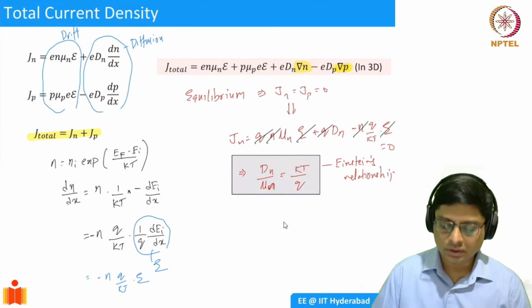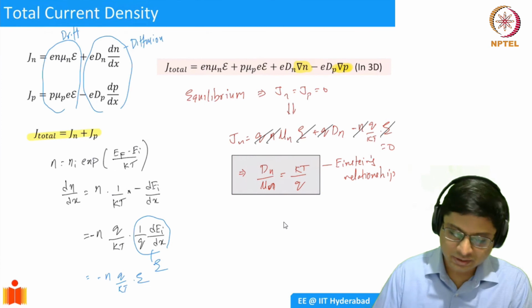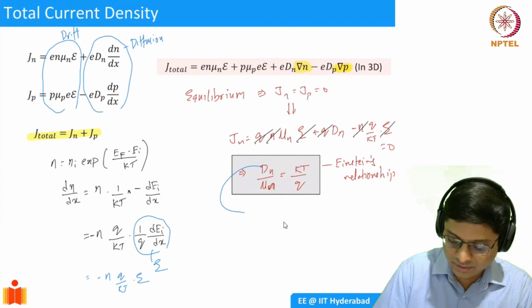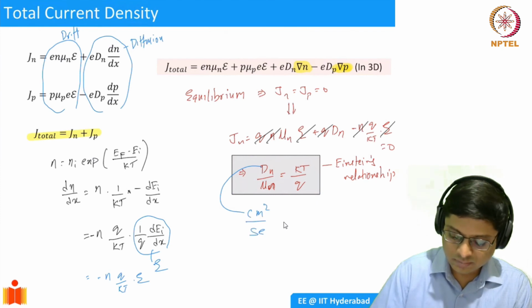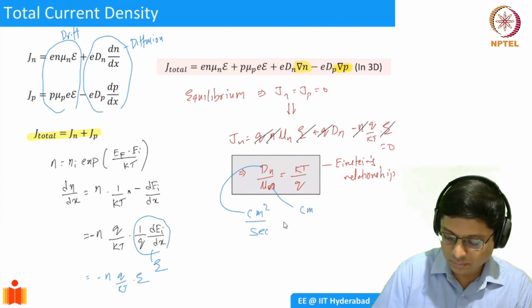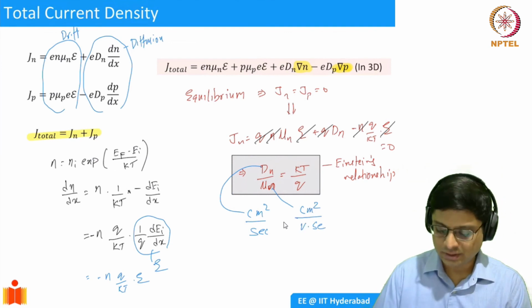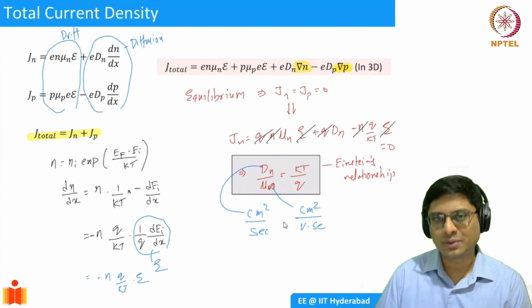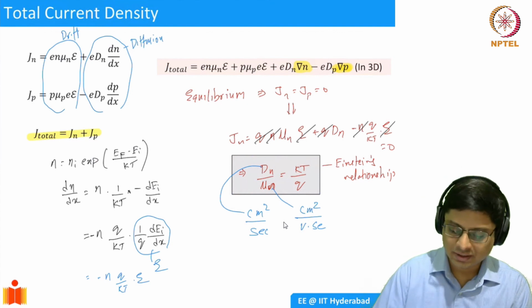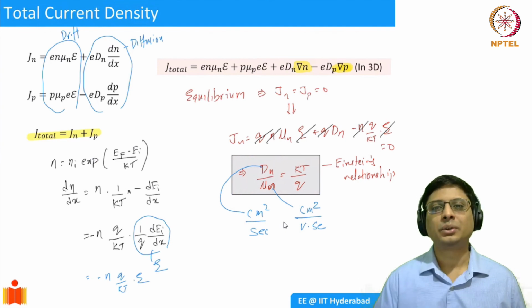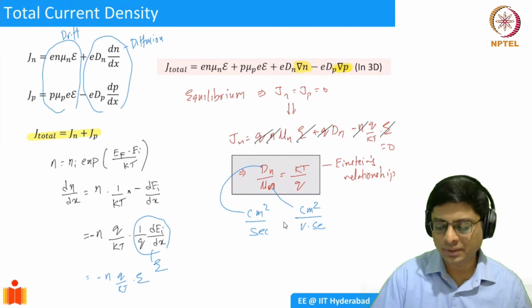Okay. So we could also verify from the dimensionality. We know that D is going to be centimeters square per second. Mu is going to be centimeters square per volt second. So if you do D by mu, you end up getting volts, right? KT by Q is going to be volts. So that's why this is valid. You should remember this equation, because many times you are given mu but not given D. So you could immediately calculate it.